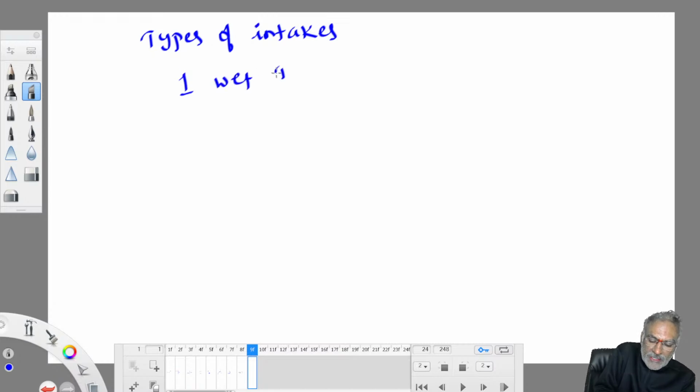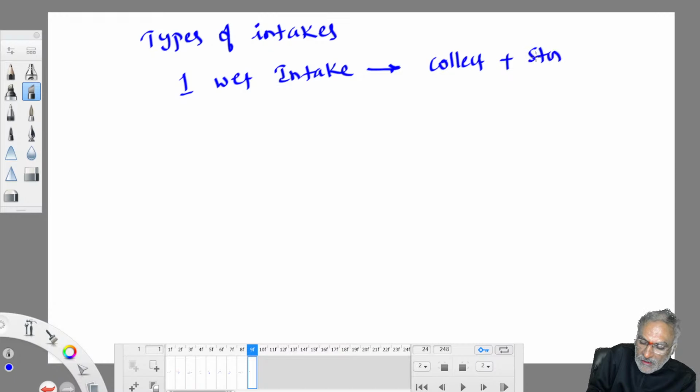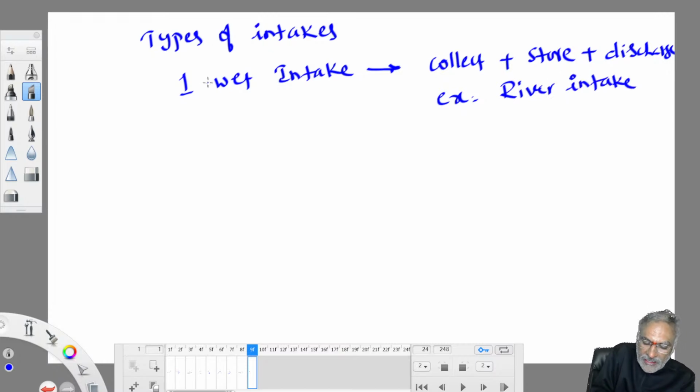Wet intake means it collects water and stores water temporarily before water is discharged into the pipe. So it collects water from the source, stores water in between temporarily, and discharges and delivers water as and when we need. The tower is called the intake tower. An example of wet intake is river intake. An intake constructed at a river is essentially a wet type intake, because it wets the walls of the intake tower. Inside the intake tower it is completely wetted.